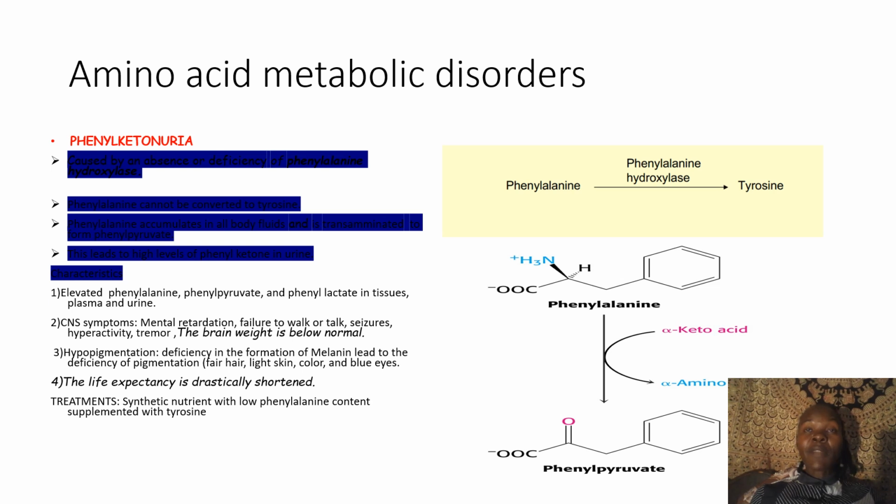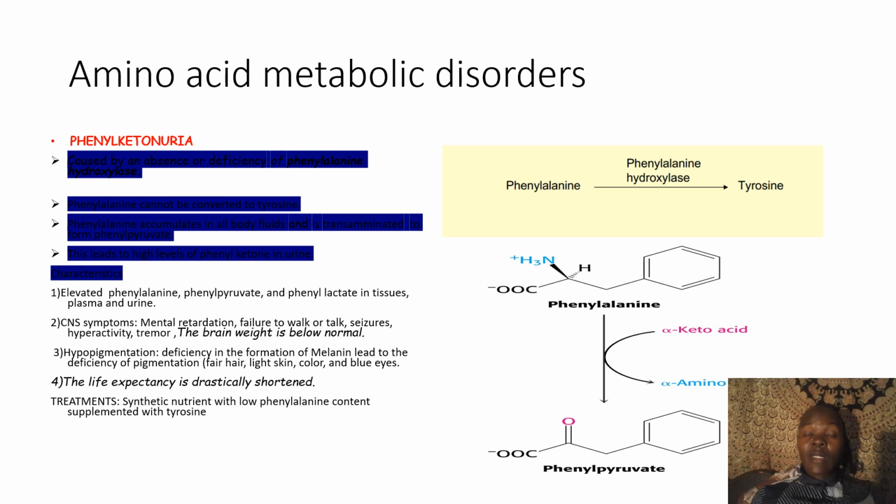So in this case, for the phenylketonuria, the phenylalanine hydroxylase is defective. Phenylalanine cannot be converted to tyrosine. There is accumulation of phenyl lactate, phenyl pyruvate, as well as the phenylalanine, because it can't be converted to tyrosine. So those are a bit of the symptoms: CNS, mental retardation, failure to walk or talk, seizures, hyperactivity, tremor. The brain weight is below normal, and this leads to life expectancy being shortened.